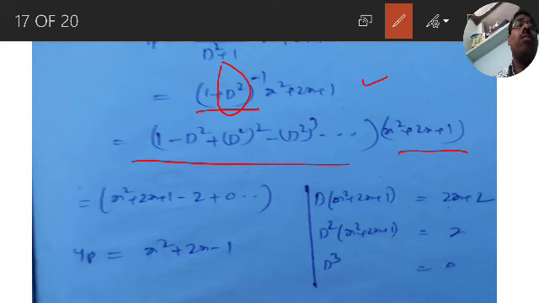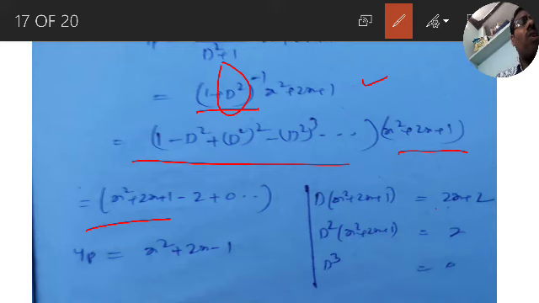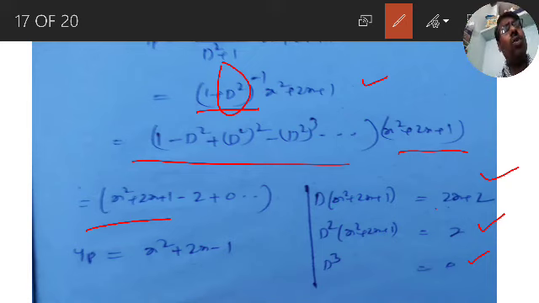Now 1 into x square plus 2x plus 1, you can write x square plus 2x plus 1, minus d square of x square plus 2x plus 1. What is that? D square of x square plus 2x plus 1 is the second derivative of x square plus 2x plus 1. So let us find the first derivative. X square derivative is 2x, 2x derivative is 2 and 1 derivative is 0. So the derivative of x square plus 2x plus 1 is 2x plus 2. Second derivative is 2 and third derivative is 0. Fourth derivative is 0, fifth derivative is 0 and so on, all are zeros.